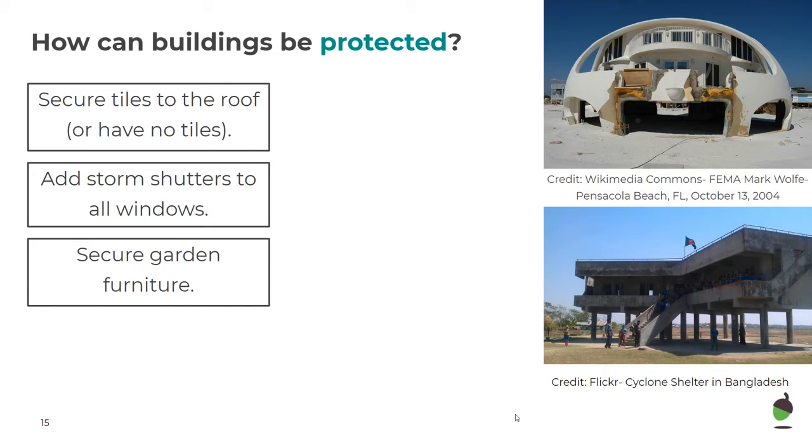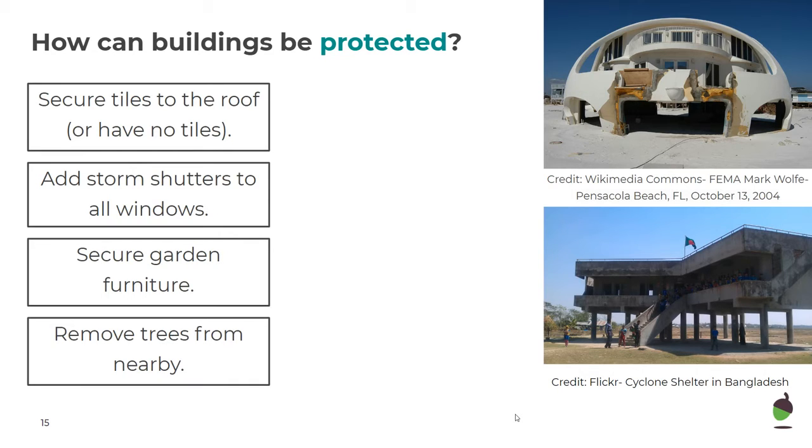We may secure garden furniture because the strong winds may entrain that garden furniture, which again can cause damage to other buildings and injuries and maybe even deaths. We also might want to remove trees from nearby as well because they can also become uprooted by the strong tropical storm winds. So by removing the trees, we reduce the risk to buildings and people.